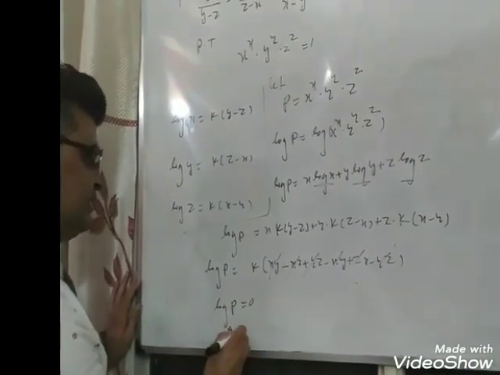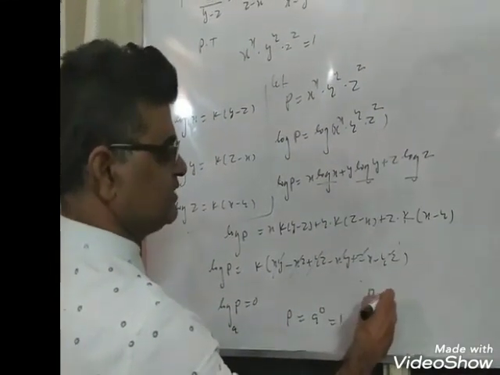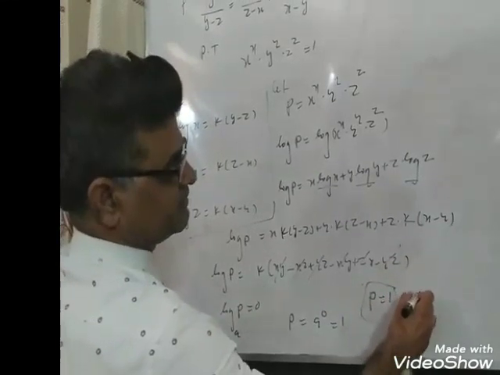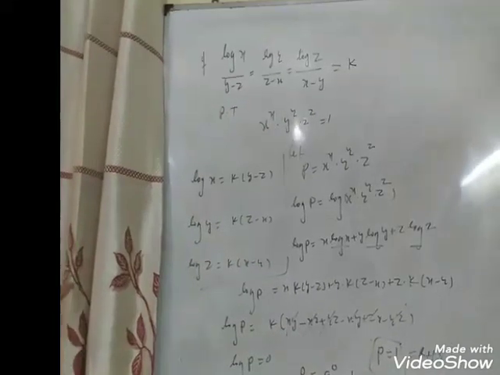Let the base be a. So a to the power 0 is equal to 1. So p is going to be equal to 1, which is the right hand side. So you can see how we are able to solve this kind of question.